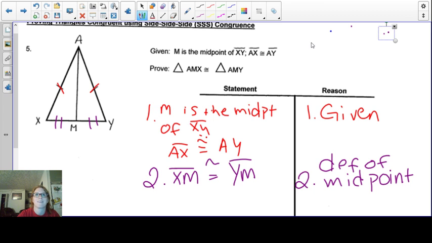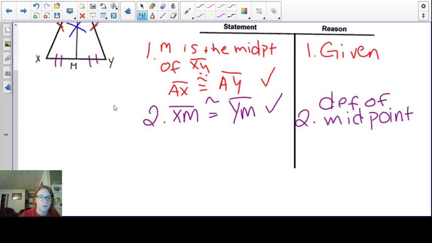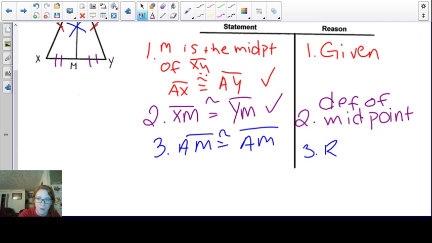So we're talking about side, side, side right now. So we've got one side, 2 sides. Woo, we're almost there. We need one more side. So can anyone see that missing side? Good, that guy in the middle. So number 3, AM has to be congruent to AM. Why? Well, it's the same dude again, isn't it? So that's going to be my reflexive property.